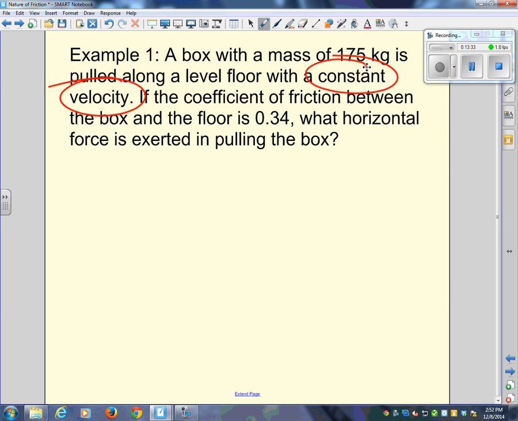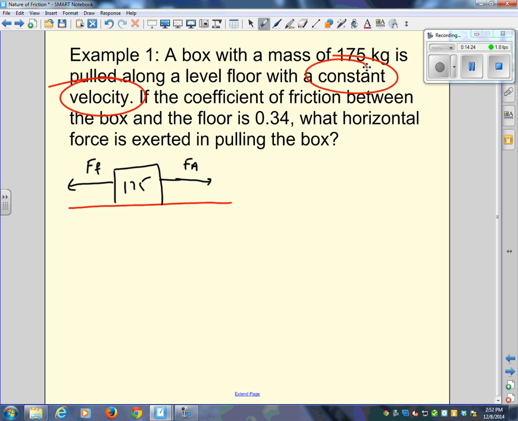Let's, as always, begin by drawing a diagram. Now, what does this have to do with gravity? Because what produces friction? Gravity. Okay. So we've got 175 kilos. There is friction. We always assume things move from left to right just because we live in a left to right society. What does the constant velocity mean? It means the forces are balanced. So the friction force is equal to the applied force.